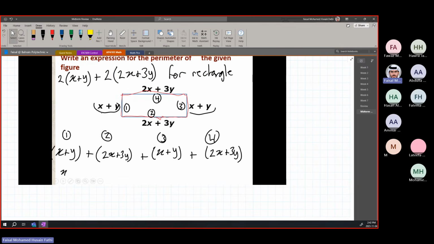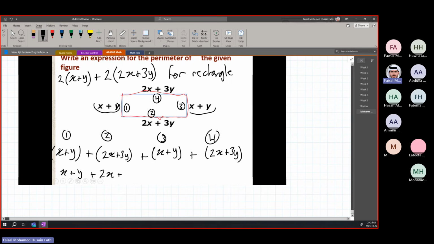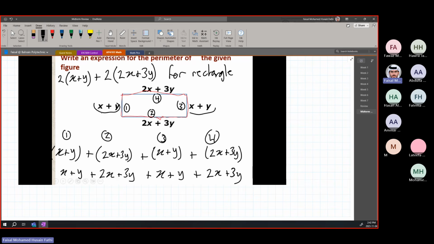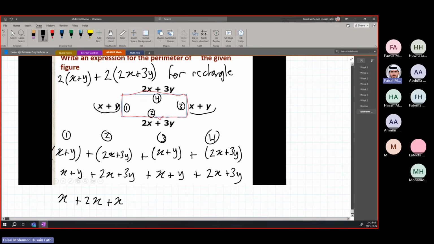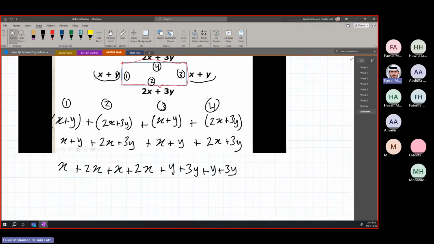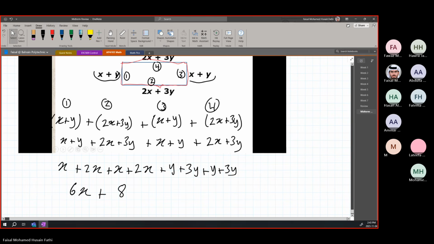For x plus y plus 2x plus 3y plus x plus y plus 2x plus 3y, we add the x's on their own, so x plus 2x plus x plus 2x, and the y's on their own, y plus 3y plus y plus 3y. If we simplify this, x and 2x is 3x, plus x plus 2x, so 3x plus 3x, 6x. Plus y plus 3y is 4y, plus y is 5y, plus 3y is 8y. And done.